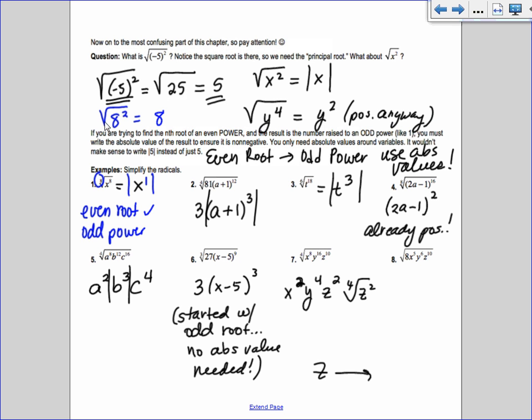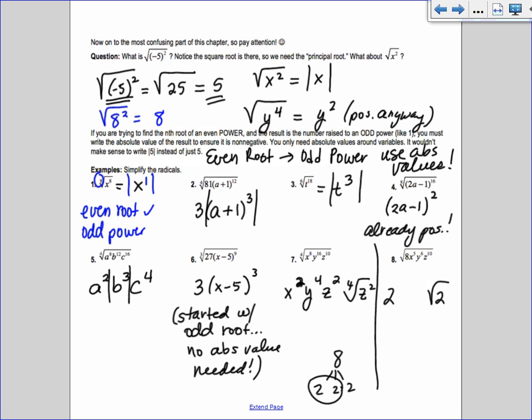Okay, same idea on number 8. This is as hard as I get. So I have the square root of 8. Well, 8 breaks into 2 times 2 times 2. So the square root of 8 gives me 2 root 2. So I'm going to have a 2, and then on the inside I'm going to have a 2.